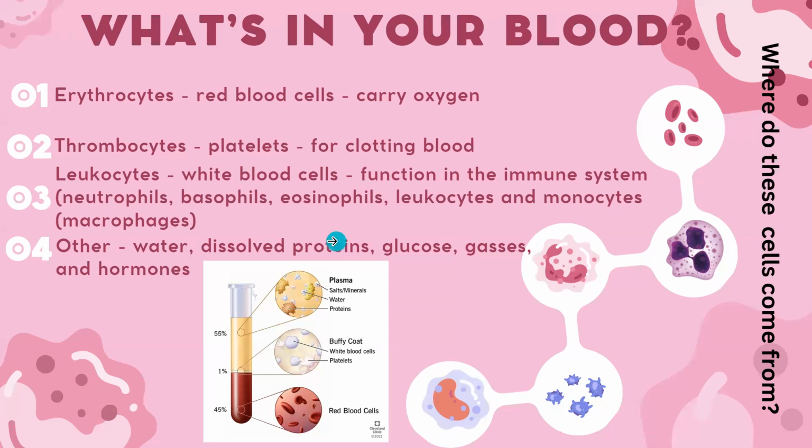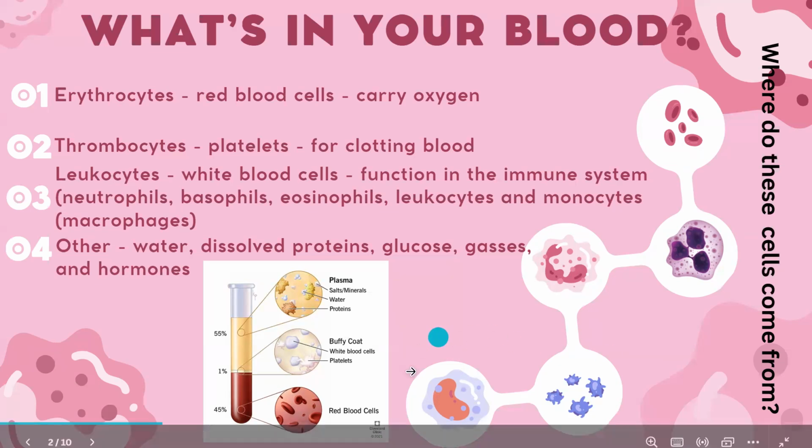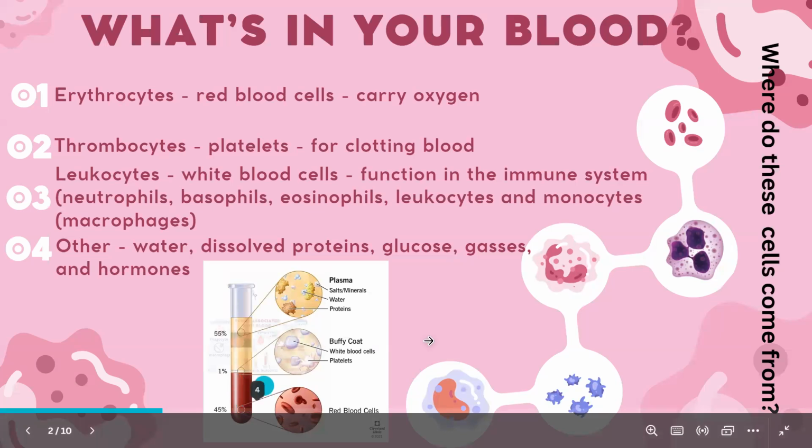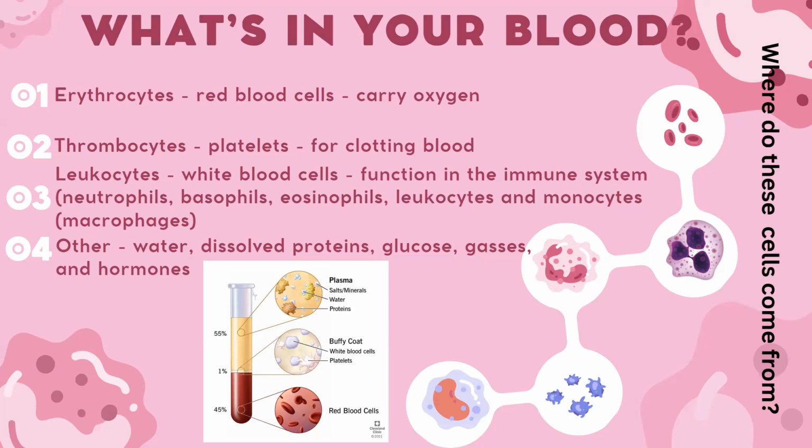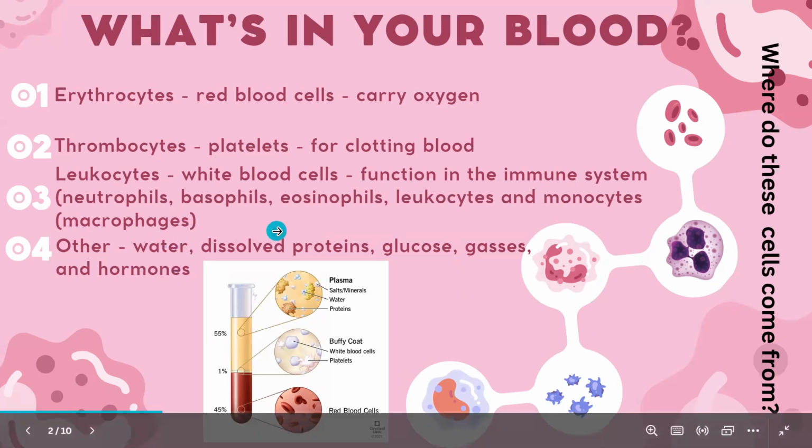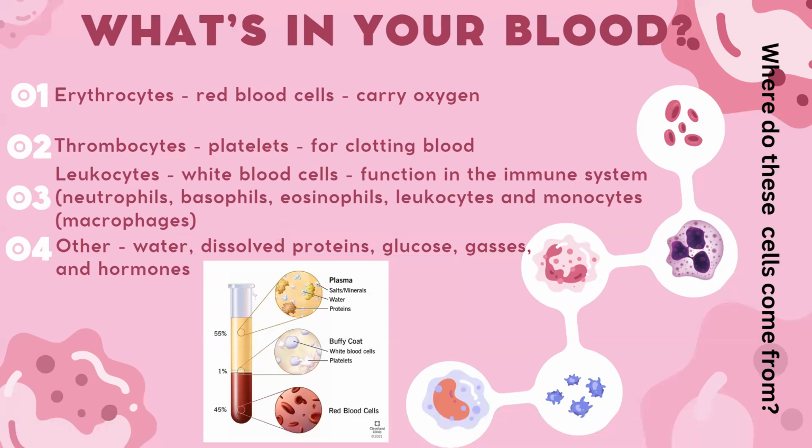So if you look at this picture at the bottom here, this is what a blood sample looks like if it would be spun in a centrifuge or left to rest so that it can separate. And so when it separates out, you'll see we have about 45% of it is our red blood cells. Only about 1% is our white blood cells and platelets. We call that the buffy coat. And then the majority is our plasma. So plasma is the fluid portion of the blood. So that has proteins, glucose, gases, hormones, all this stuff, all the other stuff is dissolved within the plasma.